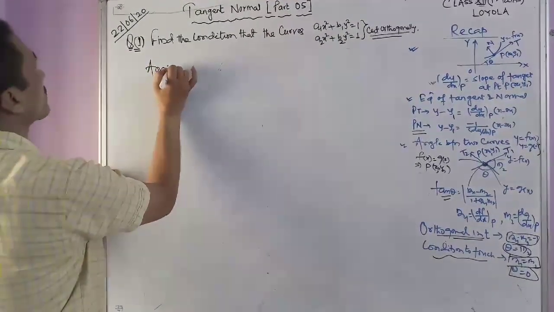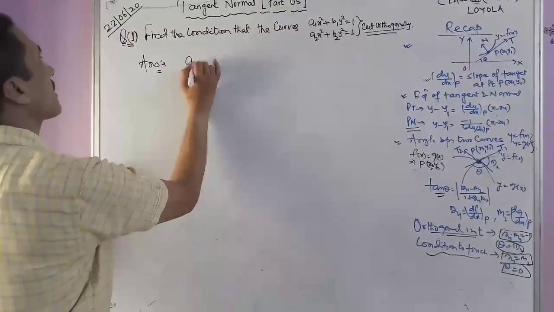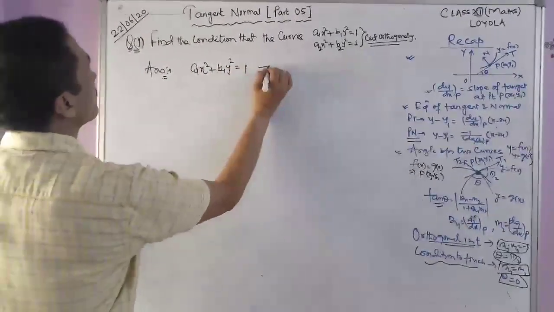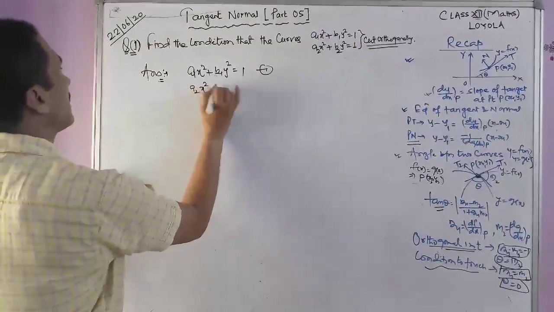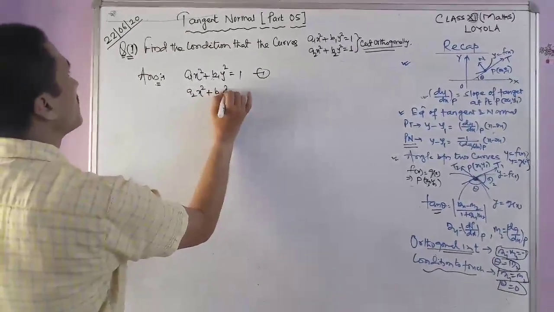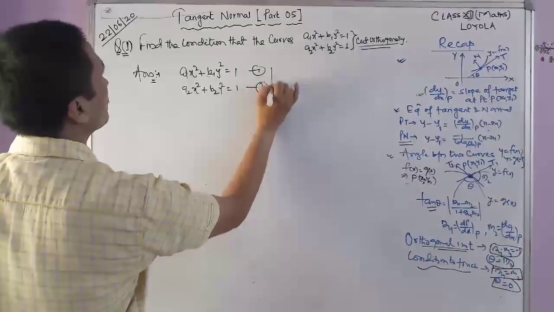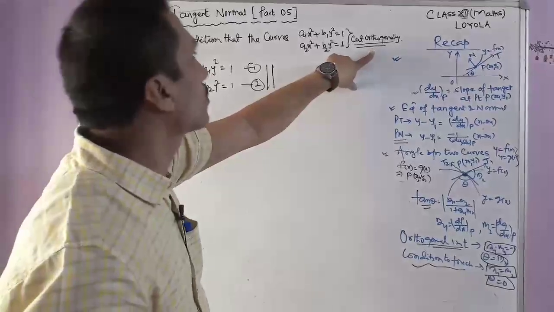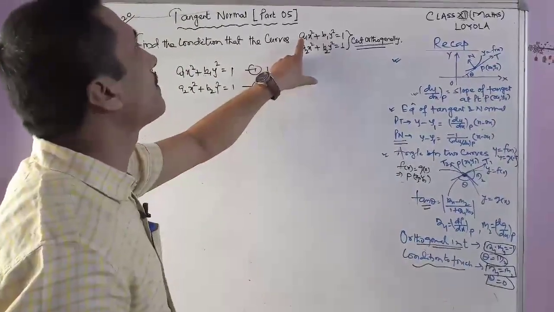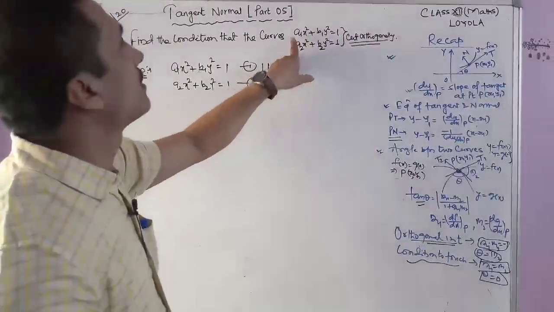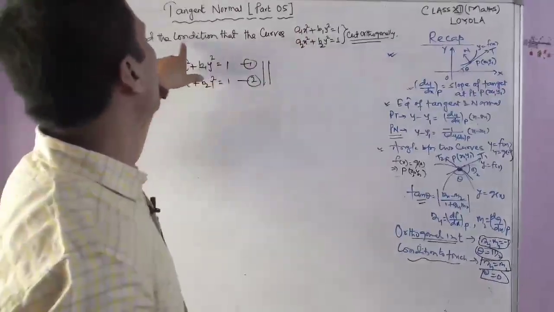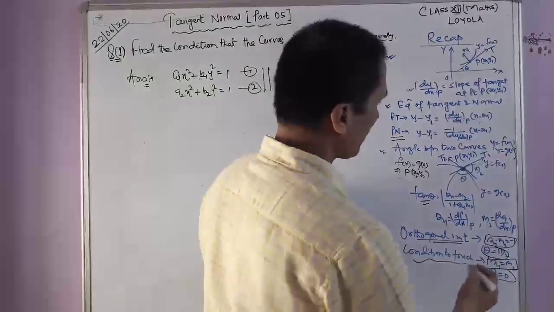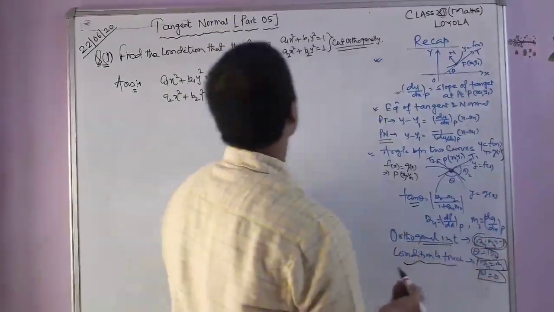For this, we proceed as: a1x square plus b1y square equal to 1, this is first curve, a2x square plus b2y square equal to 1, second curve. If these two curves intersect orthogonally, then what will be the relation between coefficients involved? That will be the required condition. Here condition will be m1 into m2 equal to minus 1.